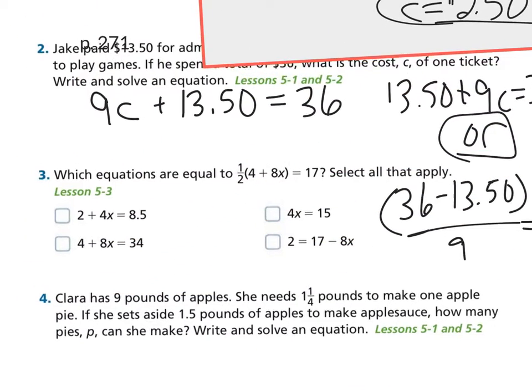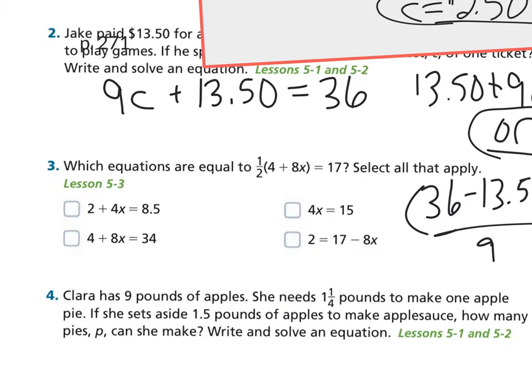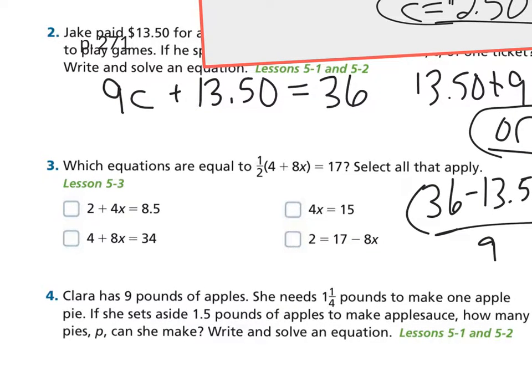Okay, so if we look at number 3, we're trying to find equations that are equal to this. I got 0.40 plus 0.30x equals 10.40. If we distribute this, one way you could change the half to 0.5. Another way, just think about half of these numbers. Half of 4 would be 2, half of 8x is 4x. Okay, so does that look like anything? Yes.